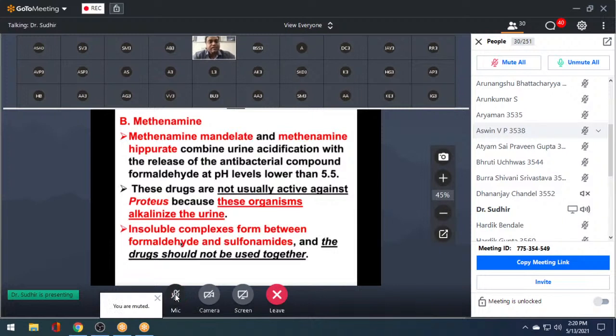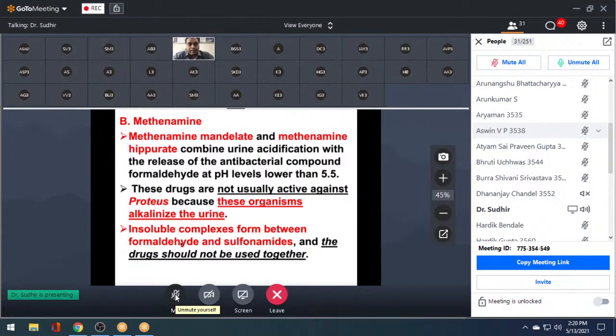The thing is that formaldehyde is too toxic, so methenamine is not used significantly nowadays, because it has very serious toxicities. Though it can be used as a urinary antiseptic if other drugs are not effective. Okay.